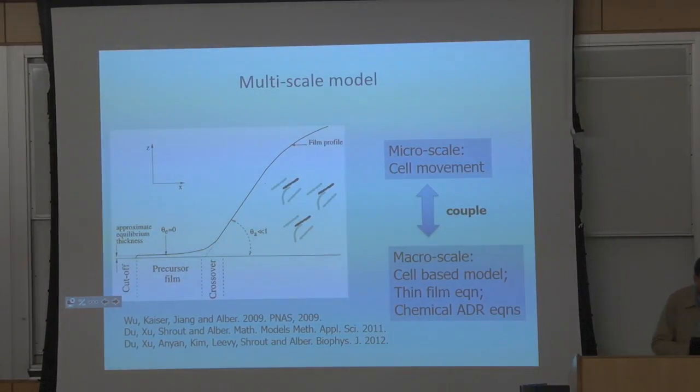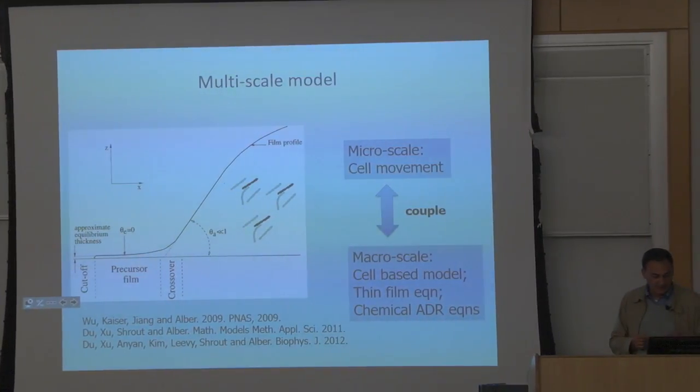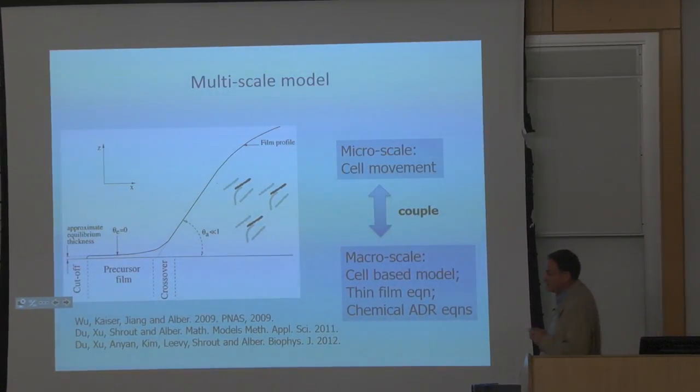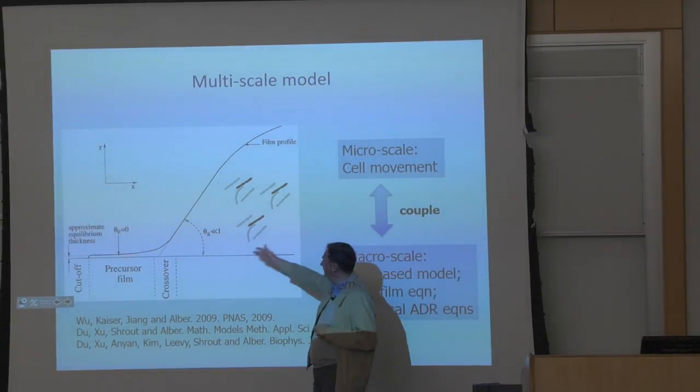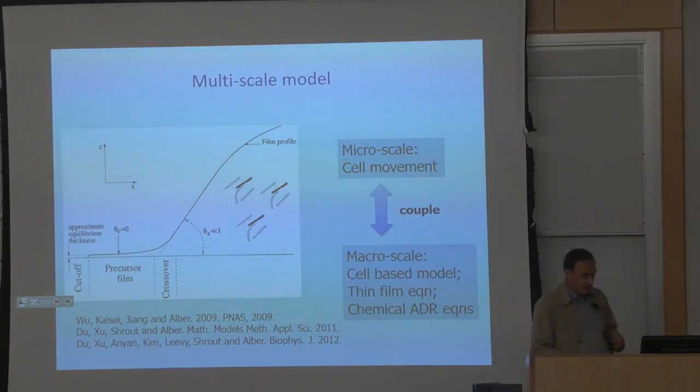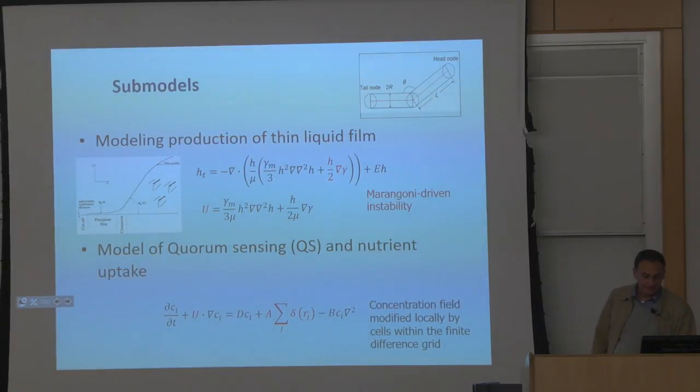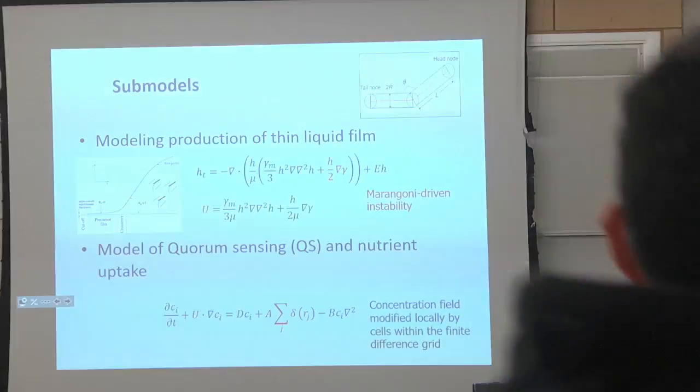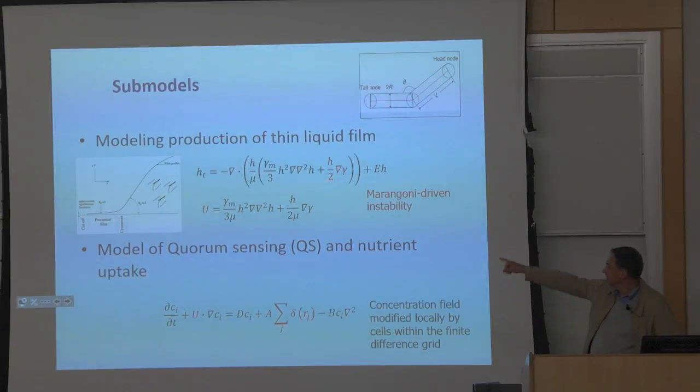So we came up with a model which combines a thin film approximation of Navier-Stokes for a very thin biofilm. And then we track the motion of individual bacteria, 100,000 of them. And there are different parts of the simulation. So there's a precursor film and cutoff. And this is where we study carefully the Marangoni effect. And that's the equation describing the height of the biofilm. And then the Marangoni-driven instability is indicated in red.